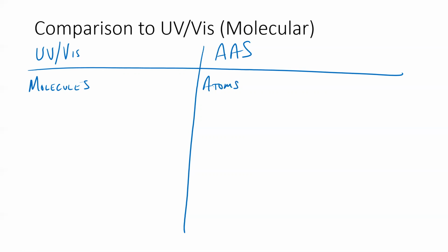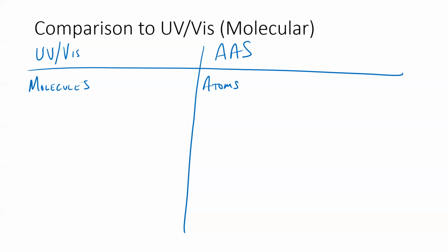Because of that, we can't get any molecular information, right? We start with molecules, but what we're doing is essentially doing our best to break those molecules down into individual atoms. And so we lose all molecular information. AAS is used when we're interested in individual element concentrations, and it's used a lot in heavy metal analysis, that kind of thing.